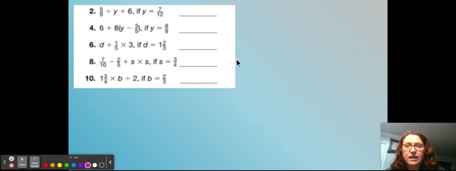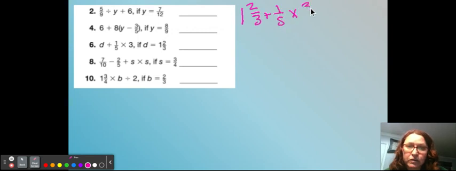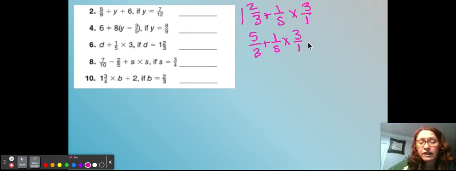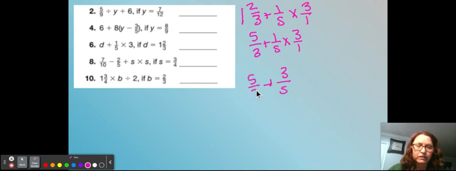Number 6. 6 is 1 2/3 plus 1/5 times 3. First thing I had to do is turn 1 2/3 into an improper fraction. So 3 times 1 is 3 plus 2 is 5. So I've got 5/3 plus 1/5 times 3 over 1. Okay, now I have to use order of operations. Are there parentheses? Nope. Are there exponents? Nope. Is there multiplication or division? Yes. 1 times 3 is 3. 1 times 5 is 5. 3/5 plus 5/3.